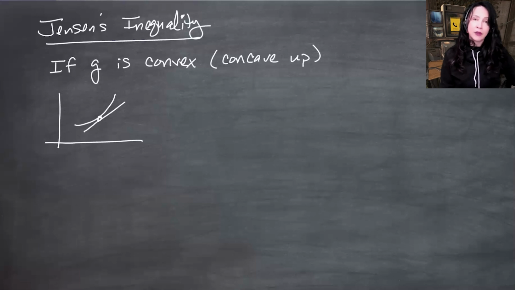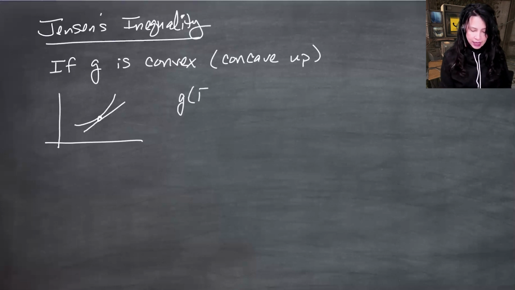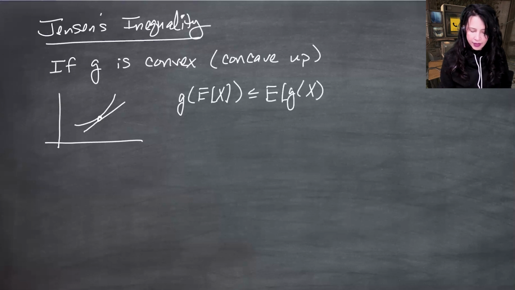And that's, in fact, the basis for our proof of Jensen's inequality last time. So I don't want to drag you through that again, but our result was that g of the expected value of x was less than or equal to the expected value of g of x. That's Jensen's inequality right there.